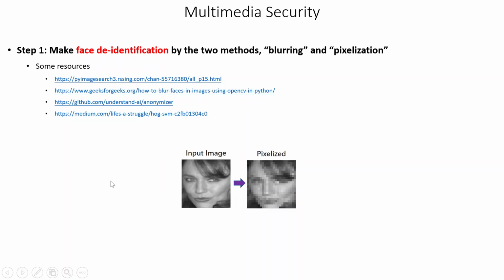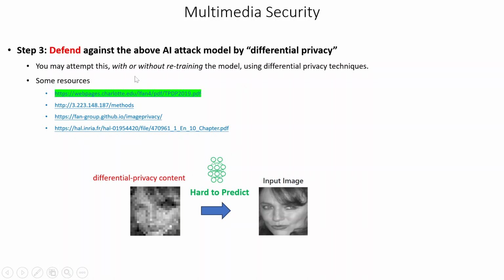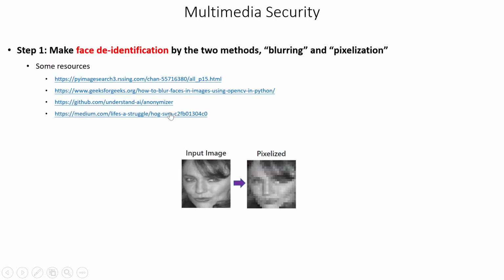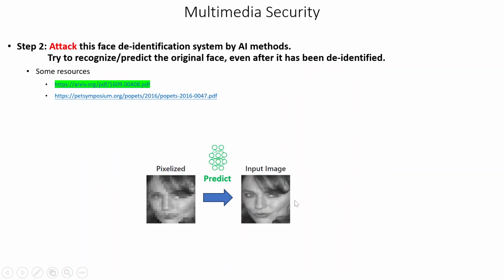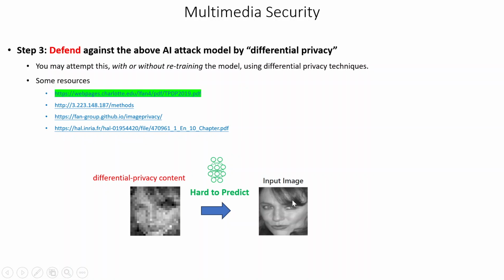I mean, you can do it with retraining the whole model, or you can do it without retraining, and you just apply the differential privacy content to the data sample, and you can also try it. So it is not limited to with or without retraining the whole model.